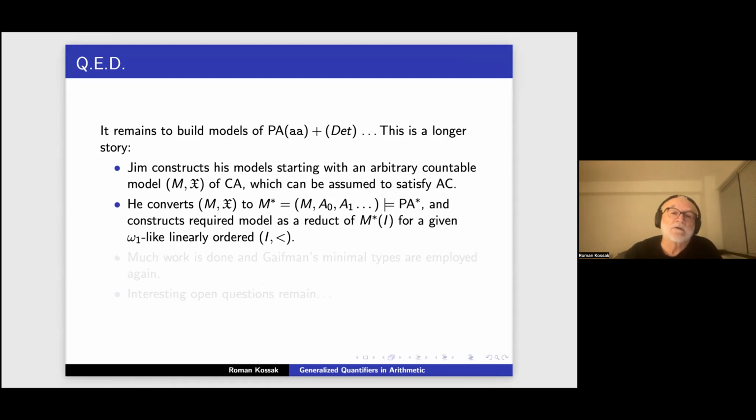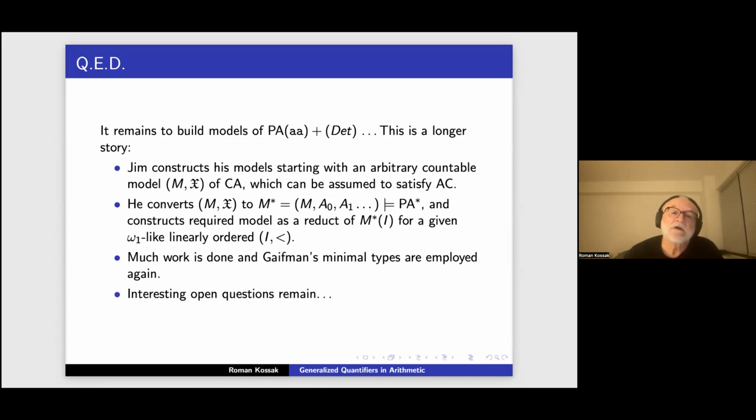Then, as before in the Schmerl-Simpson paper, he converts this model to a model of PA star by listing all sets in curly X, since the model is countable. Then he applies a version of Gaifman's canonical extensions, by adding a sequence of elements realizing certain indiscernible types along an ordering of type omega-1-like. Much work is done, and minimal types are employed, but then Jim takes the reduct to PA, and it turns out that this model has the properties that are needed.